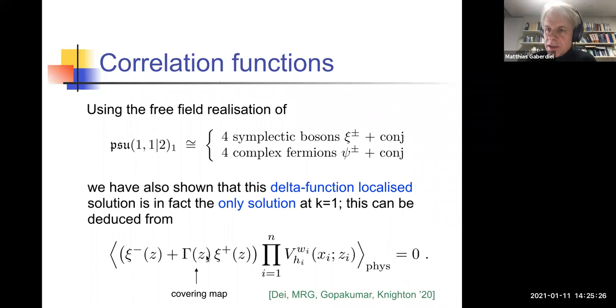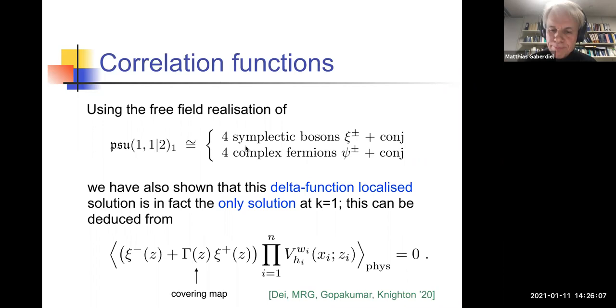And this smells very much like an incidence relation in a twistor-like description of string theory, this psi plus and psi minus being the twistor variables and this being the coordinate of the space you are describing. So in this context, we've shown that these delta function localized solutions are in fact the only solutions, because that follows directly from this twistor-like identity, which we can also prove from first principles. But that's specific to this PSU(1,1|2) level one theory. In some sense, the theory we're most interested in, but using in particular this free field realization in terms of symplectic bosons and complex fermions.